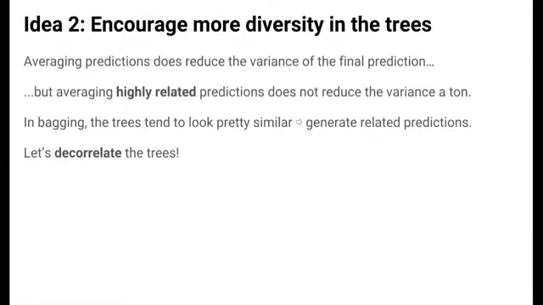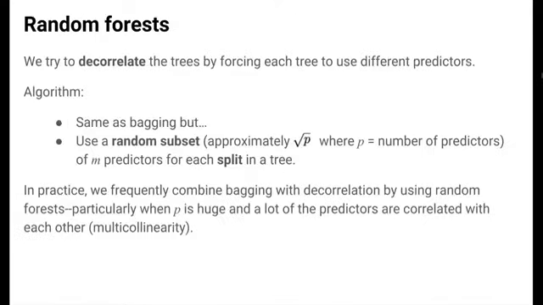So idea number 2 is to encourage more diversity in the trees. The statistical idea is this. Averaging predictions does reduce the variance of a final prediction, but averaging highly related predictions doesn't reduce this variance a ton. So in bagging, the trees tend to look pretty similar. In other words, they generate pretty related predictions. Let's decorrelate the trees. Tree decorrelation is the key idea behind the random forest algorithm.